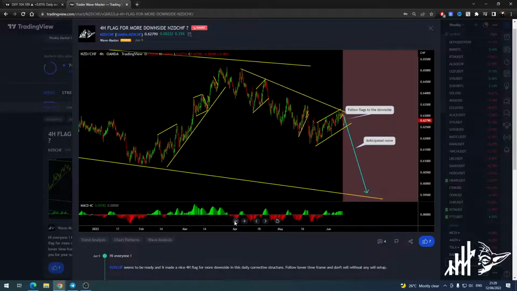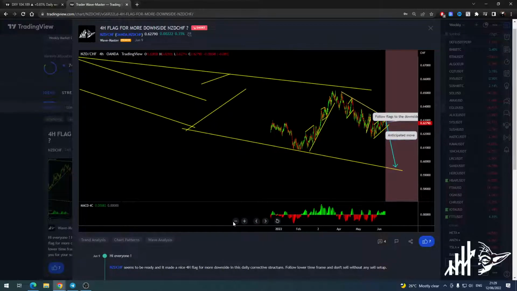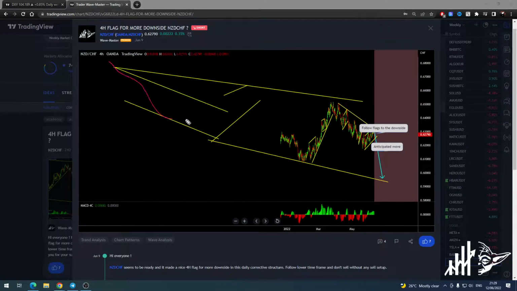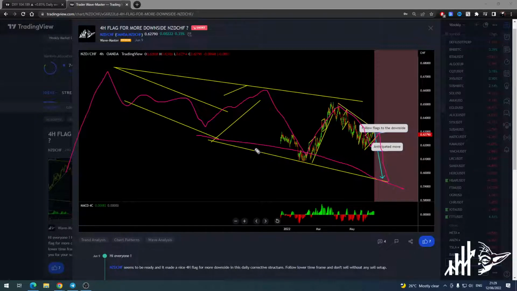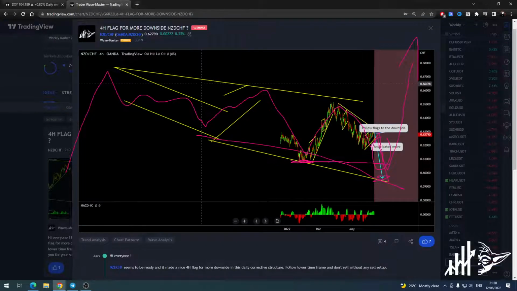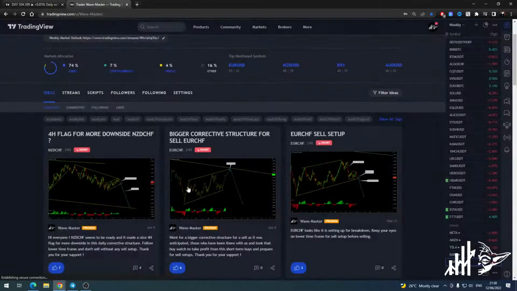I still see that we are in this big daily correction. This is the huge correction over there, and I think we will go revisit those lows, at least breaking them, and then it will turn to the upside. Until then I think we have to take this sell. It's a nice opportunity and some money is waiting there for us, but don't get in without having a proper sell setup.